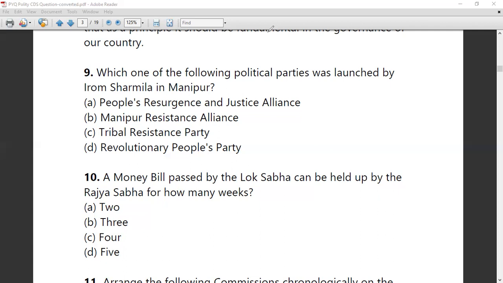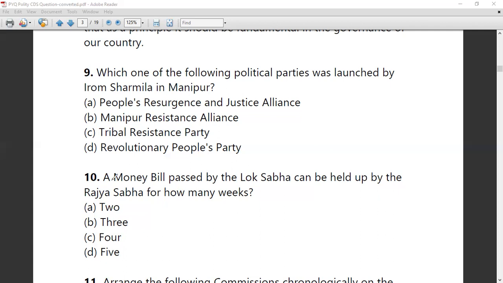Once it is decided that it is a money bill, then the prior permission of the President will be taken, saying this is a money bill and we would like to discuss it. It will be informed to the President, and then it will be discussed only in the Lok Sabha. Then it will be moved to the Rajya Sabha as well. But there, the Rajya Sabha has no right to bring changes in this, but the Rajya Sabha can suggest changes. But the Lok Sabha is free to accept or reject the changes. Then it will move to the President, and then that bill is passed.